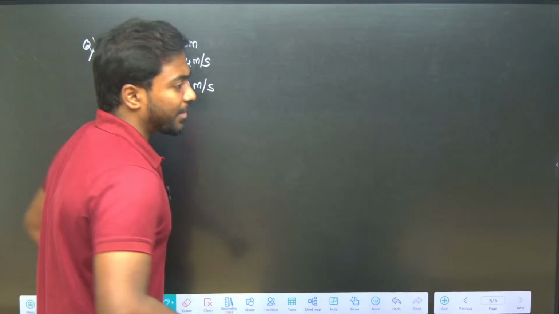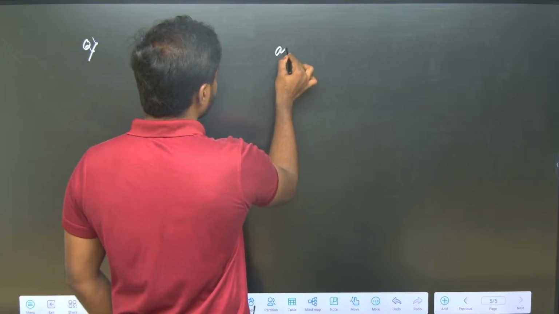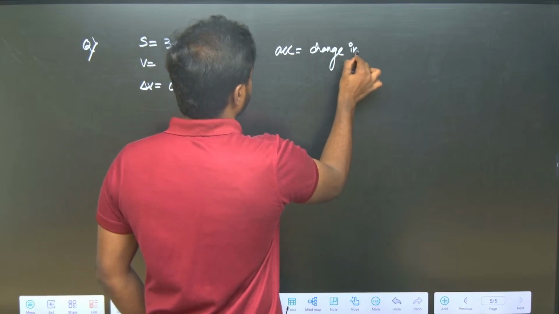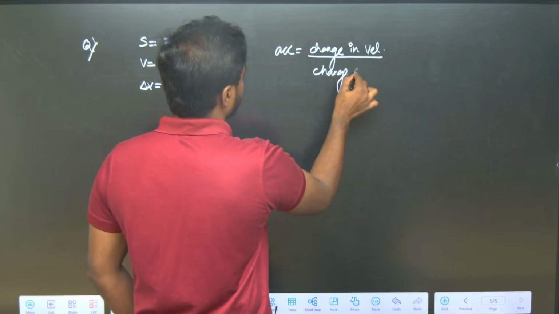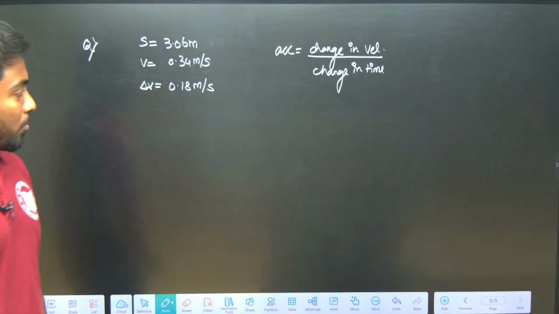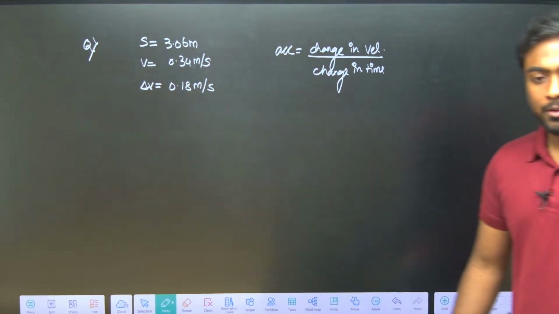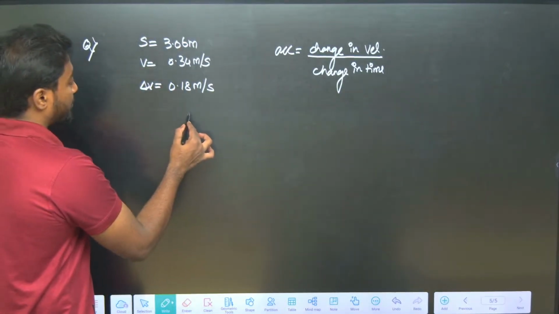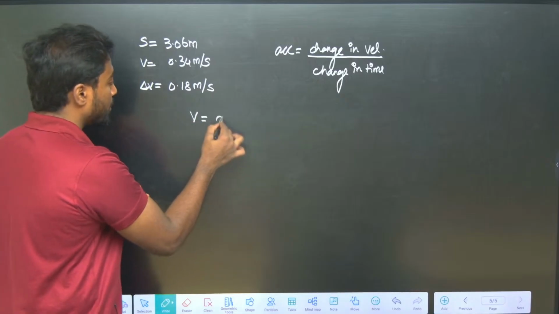First of all, what is the formula for uniform acceleration? Acceleration is nothing but change in velocity by change in time, right? Now change in velocity has been given here, but what about time? So time I need to find, right? Displacement by time will be velocity. So velocity will be equals to displacement by time.